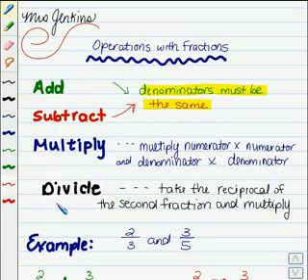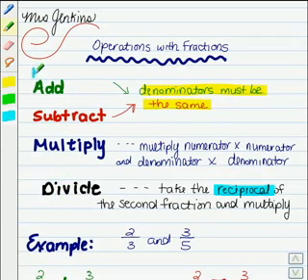The last one we're looking at here is division. And division is easily done like multiplication, except with one preliminary step. You have to take the reciprocal of the second fraction and then just multiply the two together.